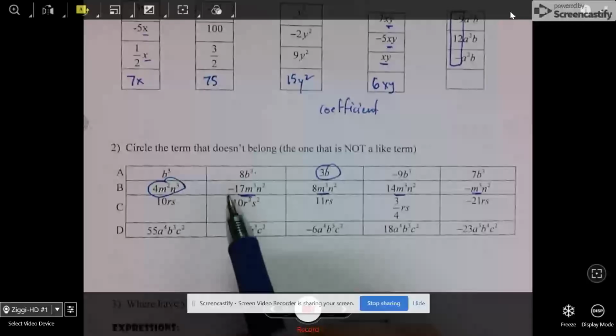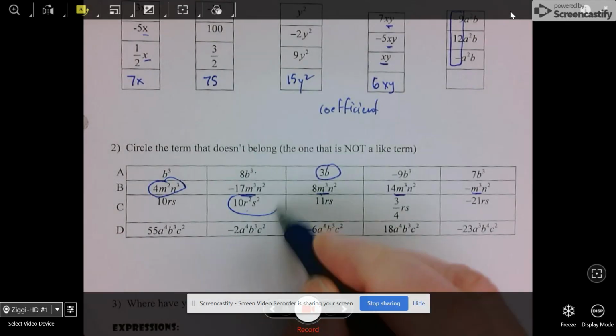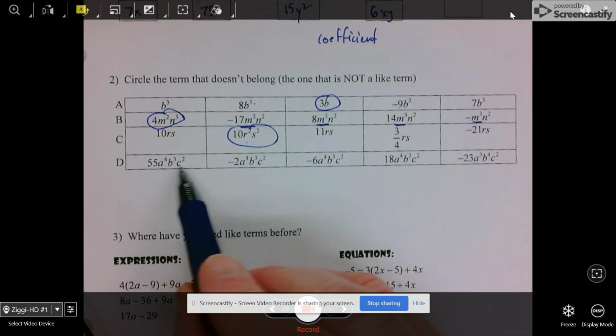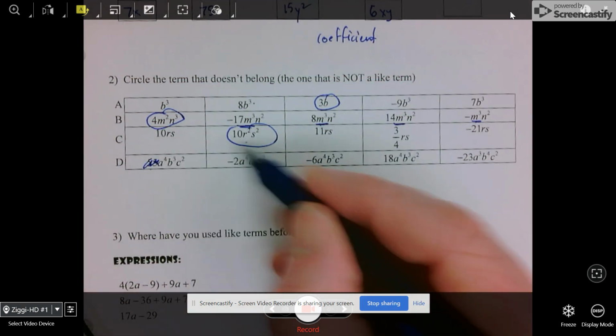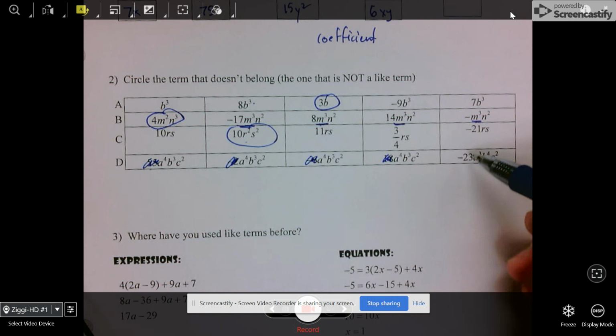RS, R squared S squared, RS, RS, RS, odd. You kind of get the gist here. A to the fourth, B to the third, C squared. Notice I'm not even looking at the number in front. The number in front does not matter. Coefficient does not matter one bit. I'm just looking at the combinations. So I have A4, B3, C2. This is the one that's the odd man out.